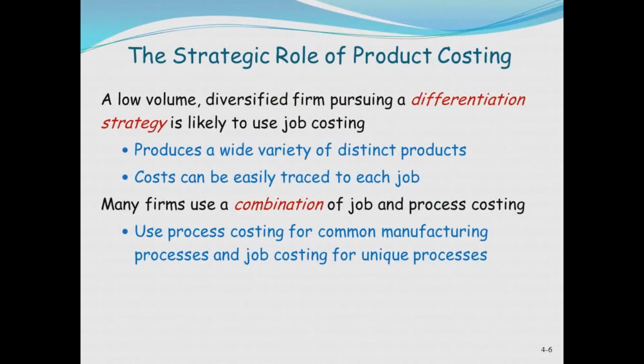A low-volume, diversified firm that has a differentiation strategy is the opposite side. You're going to have a lot of distinct products because you're going to customize them. So it's more likely a job shop, and you want to trace your costs through the job. And then you get to make a decision on whether or not you'll use standard costing or normal costing, probably not actual costing, and whether it's volume-based or activity-based. So every company is going to have a different model for accumulating their costs.